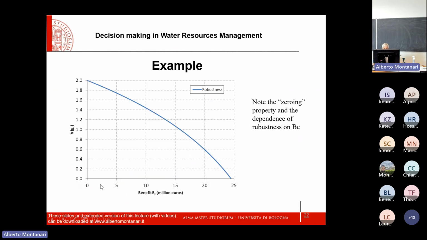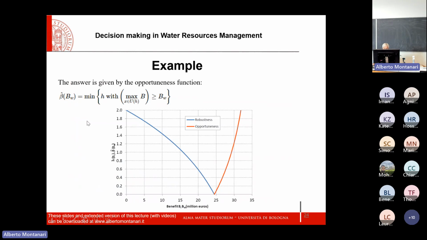So let's look at the opportuneness function. Let's call it beta hat. It depends on BW, depends on the dream, and looks at the minimum uncertainty, the min H. H is a quantification of uncertainty, so it looks at the min H which still gives me the opportunity, in terms of max benefit, to be larger than or equal to BW.